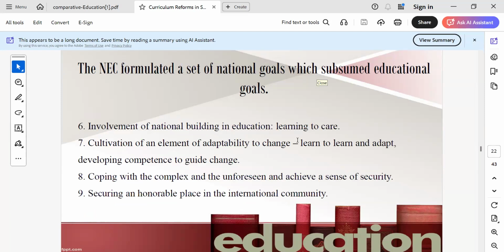Human resource development that will support the socio-economic growth of the country. And involvement of nation building in education, learning to care, cultivation of an element of adaptability to change, learn to learn and adapt, developing competencies to guide change, right? If anyone is interested, please find out what the international educational goals are. This is national goals, for Sri Lanka. So if you can find international goals, we can compare national and international educational goals. What is the difference? Which one is very clear? Which one is simple? Which one is achievable?